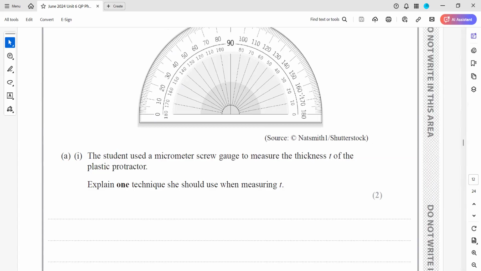One technique. If I want to measure the thickness, it's a very common question in which they ask this. How do we measure the thickness as accurately as possible? We should check for zero error to remove any systematic error, and then place the protector between the jaws of a micrometer and measure from different orientations and take a mean to reduce the random error.